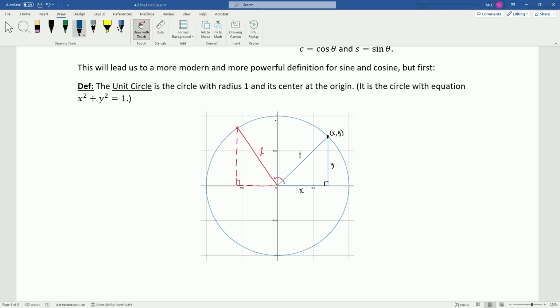So if we take a look at the unit circle here, what do we see? If we take any point on the unit circle, we can draw a right triangle by drawing a vertical line down to the x-axis, and then drawing from the origin to that point. That's going to form a right triangle with hypotenuse 1 and sides x and y, where x and y are the coordinates of that point on the unit circle.